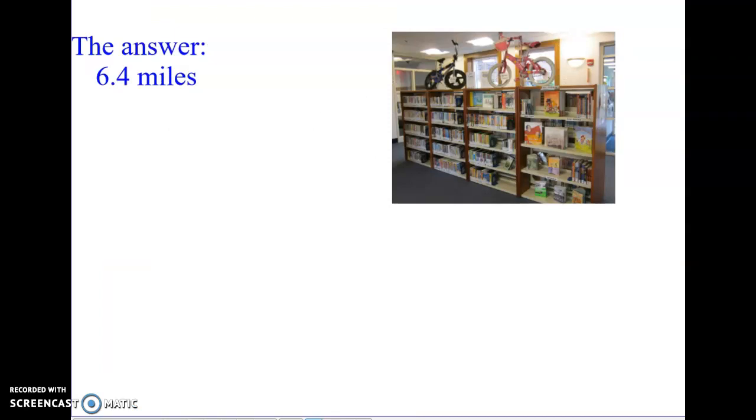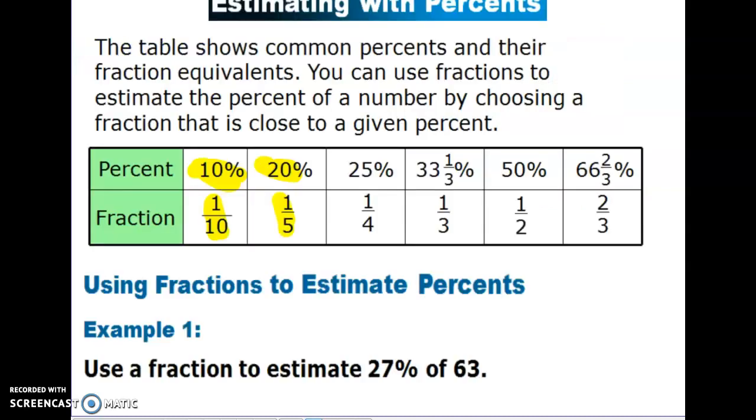All right, our answer for this one, hopefully you got 6.4 miles, 6 4/10 miles for your answer. All right, on with our lesson for today.